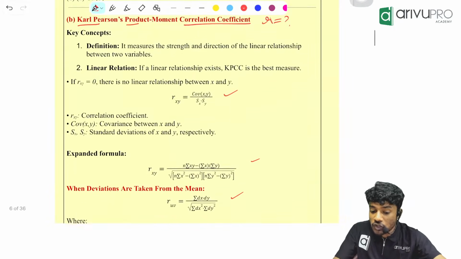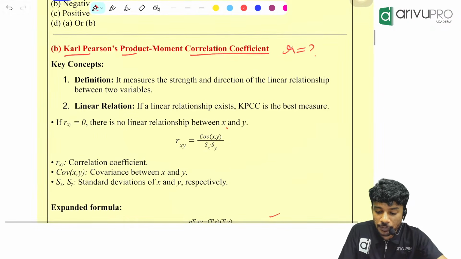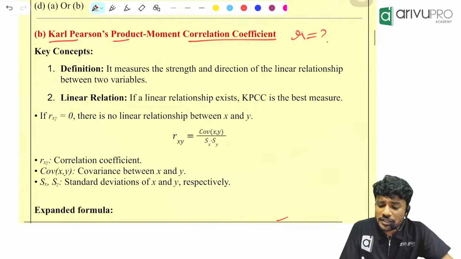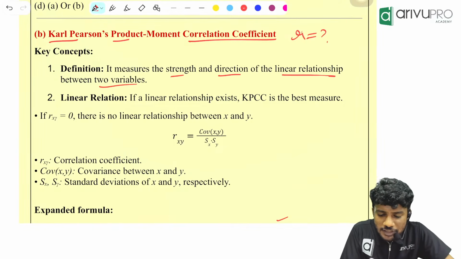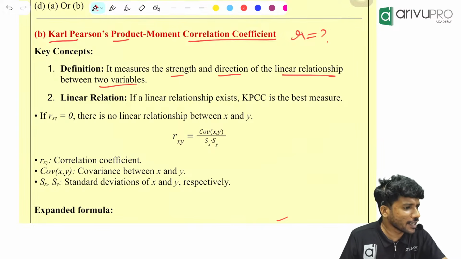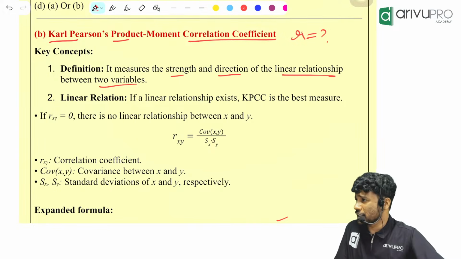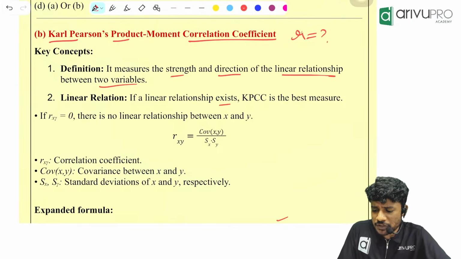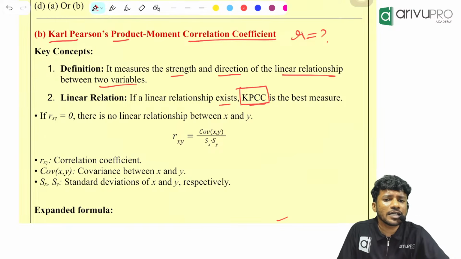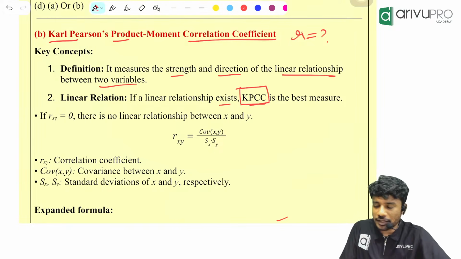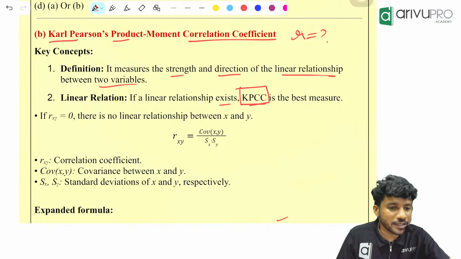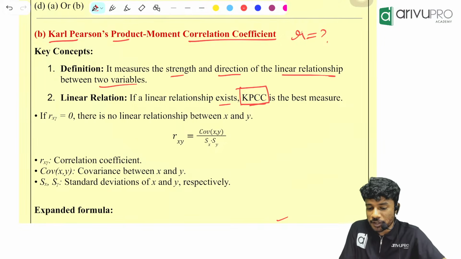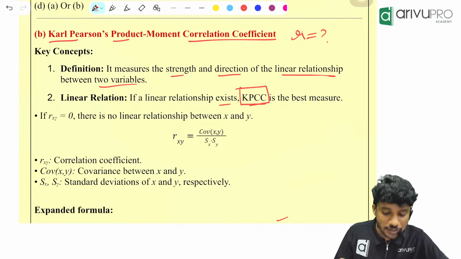But the most asked one is this one, people. Okay, I will speak about that. Now, here it measures the strength and direction of linear relationship between two variables. We know how they are related. I mean positive or negative correlation we will find over here. Then, if a linear relationship exists, KPCC is the best measure. You can make a note. Whenever linear relationships are there, which measure is the best measure? KPCC. Is scatter diagram the measure? No. KPCC, or Karl Pearson's product moment correlation coefficient, is the best measure.